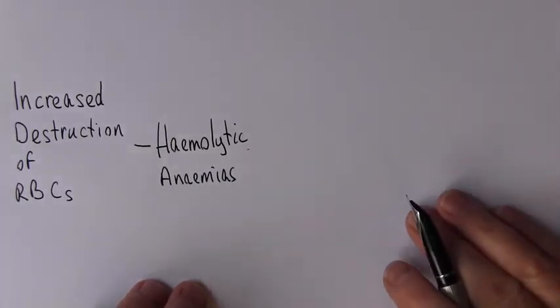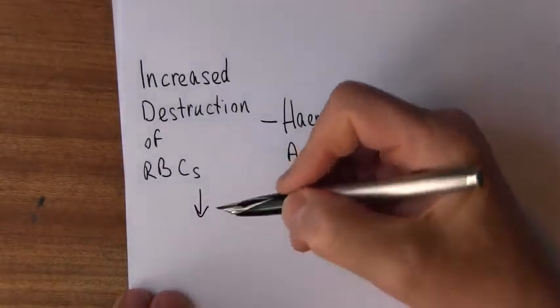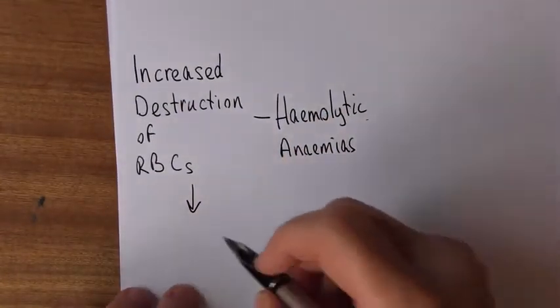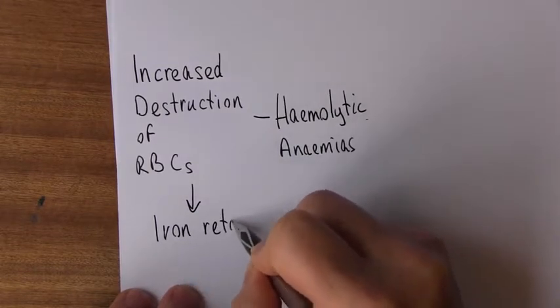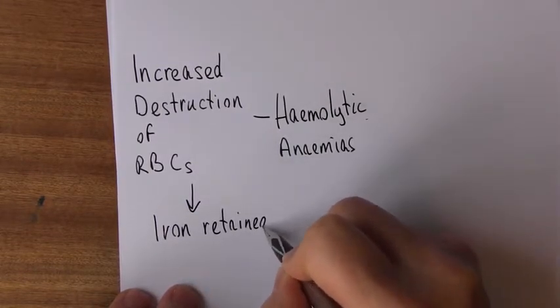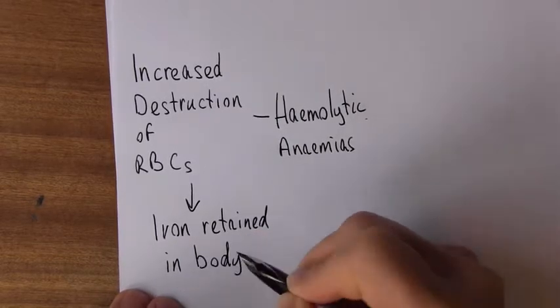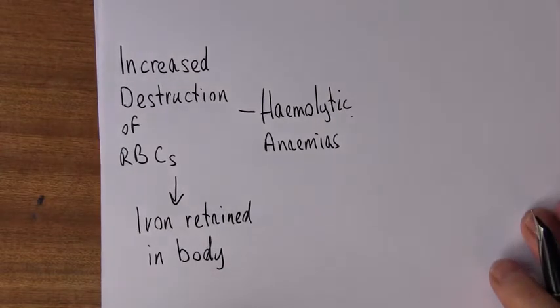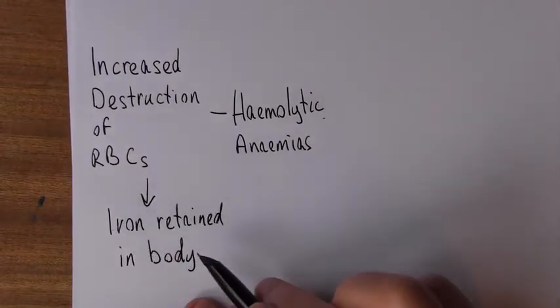And because the red cells are broken up within the body, the iron that was in the red cells is retained. And because the iron is retained in the body, usually these patients don't develop iron deficiency because the iron is retained.